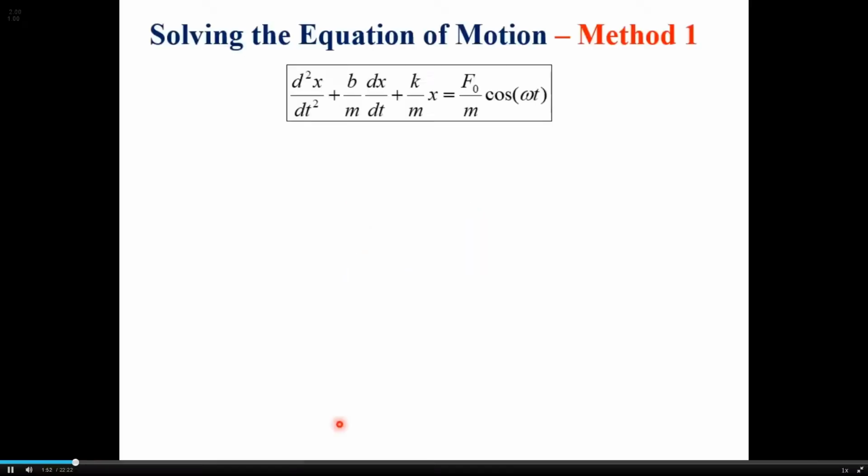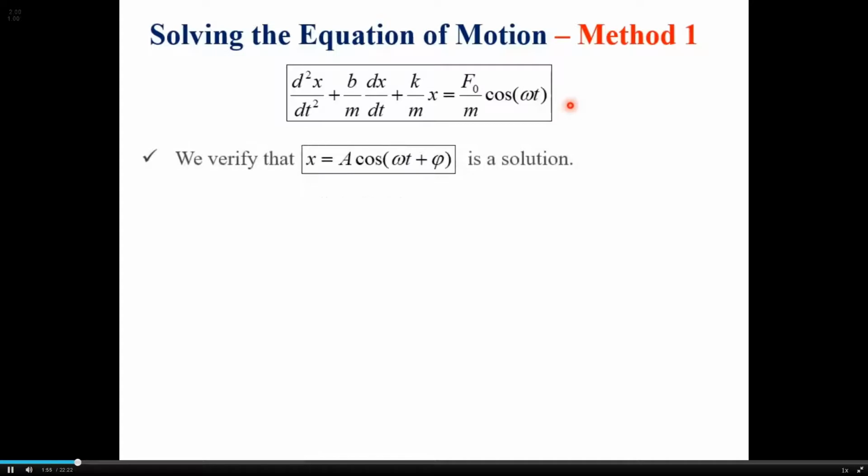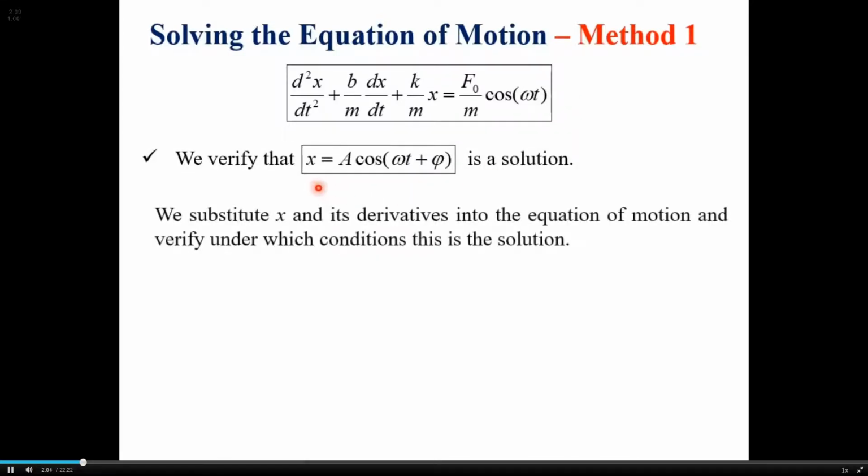With method 1 using real notation. Here's our equation of motion. And here's our solution, and we're going to solve this equation by substitution. So essentially, we're going to find the first and second order derivatives, and then substitute for x, the first and second order derivatives in this equation of motion, and deduce expressions for the amplitude and the phase psi.